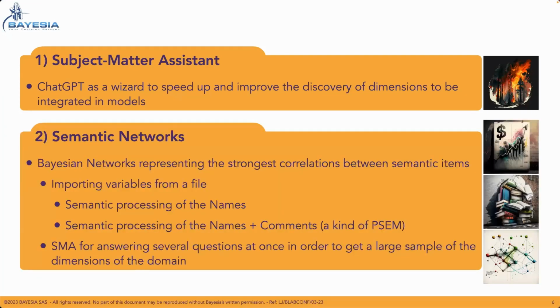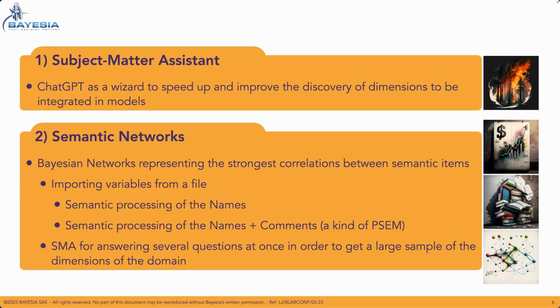And the second part of my talk will be about what I call the semantic network. So it's now something slightly different because we are going to use BayesiaLab for building a network that will show the relationships, the correlations, I would say, between semantic items, right?